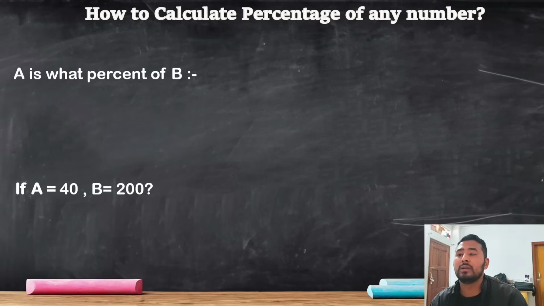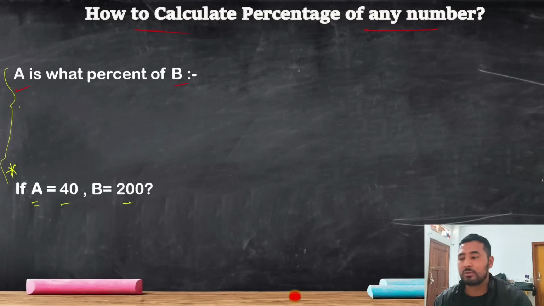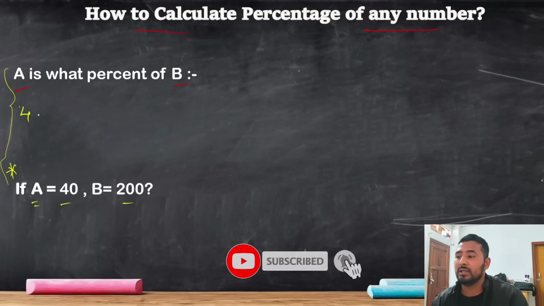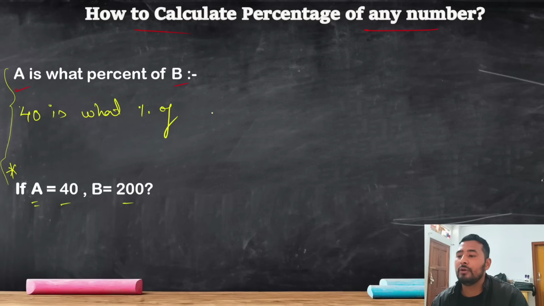Let us see now how to calculate the percentage of any number. If it is given that A is what percent of B, how will you do it? This type of question you might get. These two things are related, because I have given the values of A and B here. So this question I can write as 40 is what percent of 200. Here A is 40 and B is 200. That's why A is what percent of B can also be written as 40 is what percent of 200.